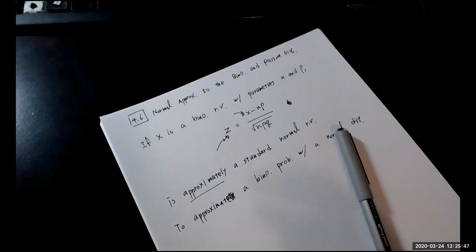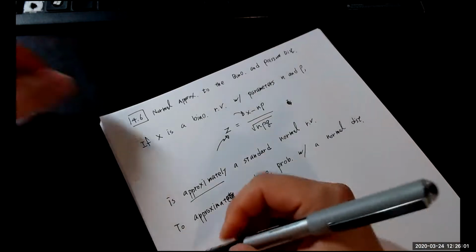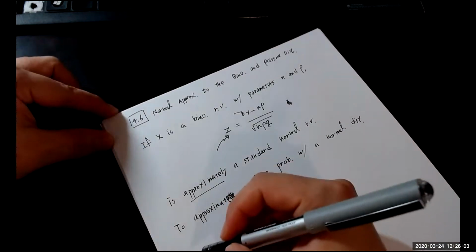So what about z? Z is a continuous random variable. So there is a gap between the two random variables, and we have to reduce that gap. That's the continuity correction.